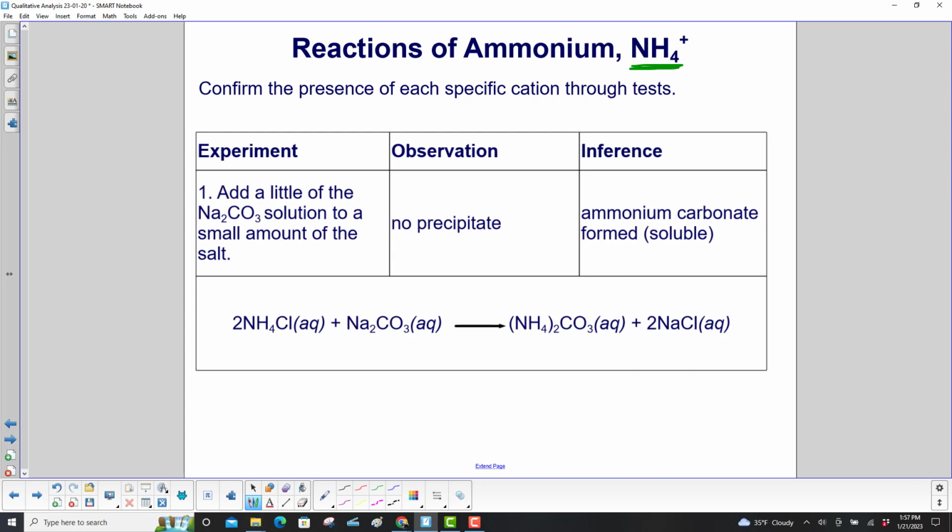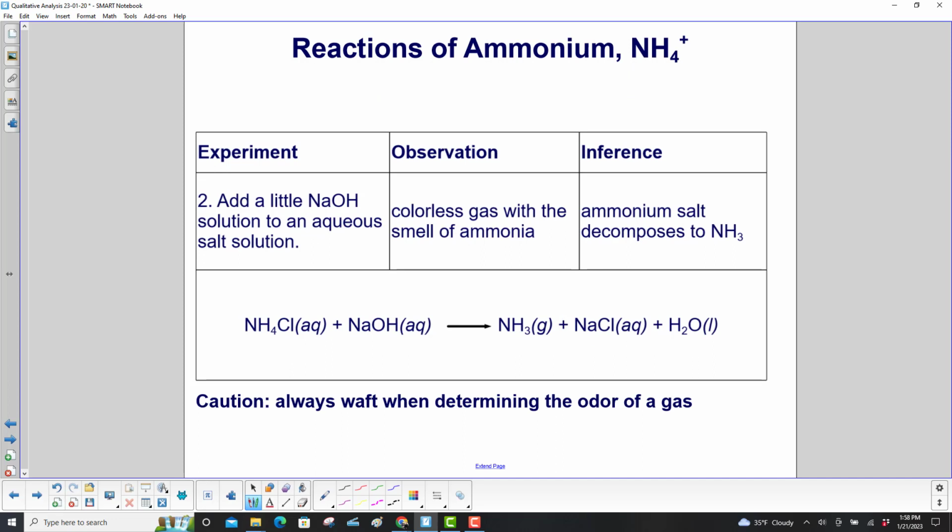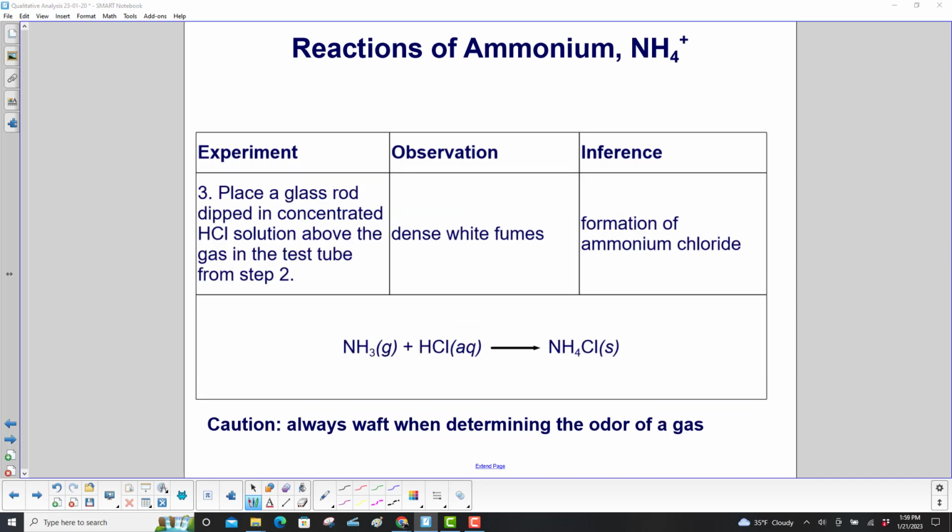Experiment: add a little of the sodium carbonate solution to a small amount of the salt. Observation: no precipitate. That means that ammonium carbonate was formed, which is soluble. 2. Add a little sodium hydroxide solution to an aqueous salt solution. Observation: a colorless gas with the smell of ammonia. Inference: ammonium salt decomposes to ammonia.